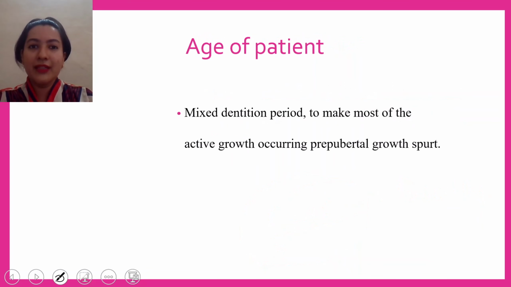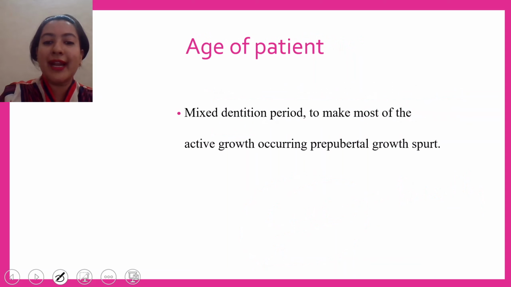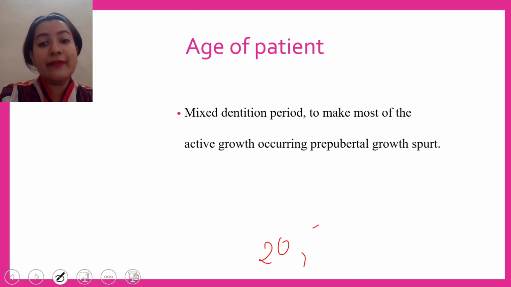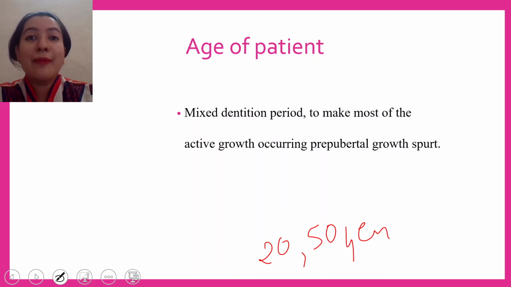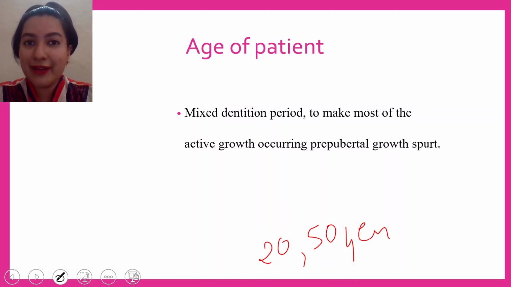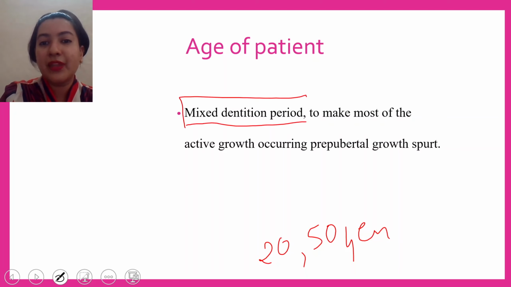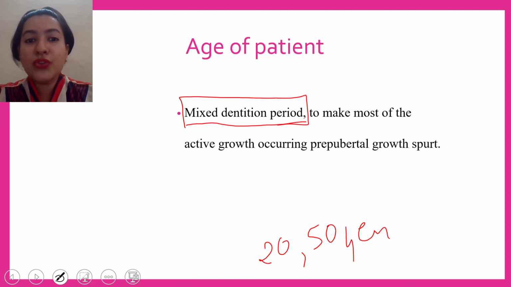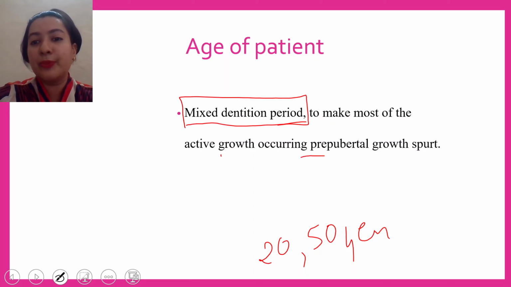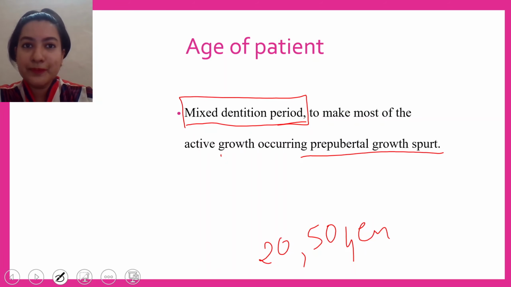Okay. Next thing, age of the patient. You must have seen orthodontic treatment being carried out even at the age of 20 years. Maybe you have seen even a 50-year-old patient undergoing orthodontic treatment. But orthopedic treatment, that is your extraoral appliances which are delivered to the patient, they are generally given in mixed dentition period. Why? To make most of the active growth occurring during pre-pubertal growth spurt.